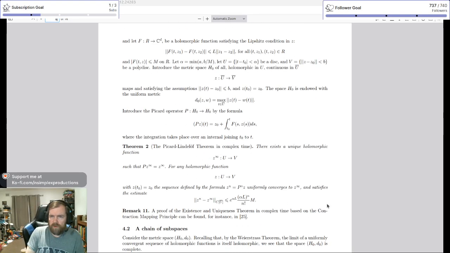Let f be a holomorphic function satisfying the Lipschitz condition. Again, same thing, but now it's in real and non-real. All right, the norm distance between the two f values is going to be less than or equal to L times the norm value between the two z values, for any t and z1, z2 in the region that was defined above.